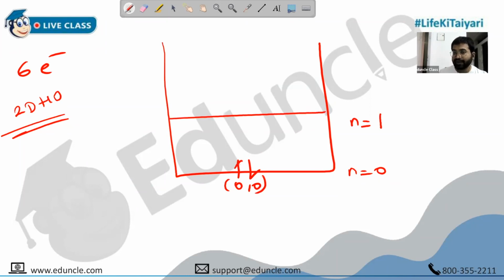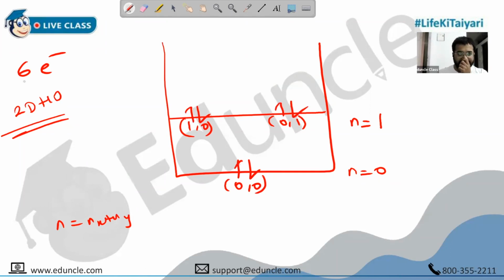nx could be 0 and ny could be 1, or nx can be 1 and ny could be 0. We've got a 1, 0 combination and a 0, 1 combination. Both of them add up to 1. Remember, n is nx plus ny, and the degeneracy is n plus 1. So this is 2 electrons, and this again is 2 electrons.